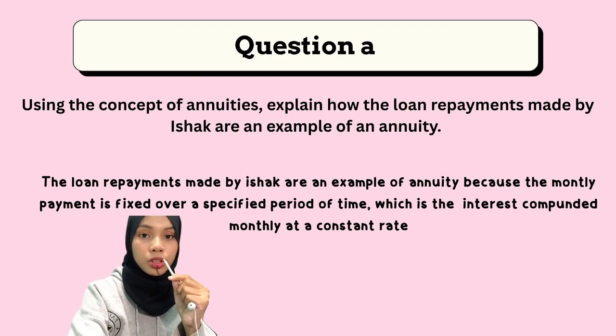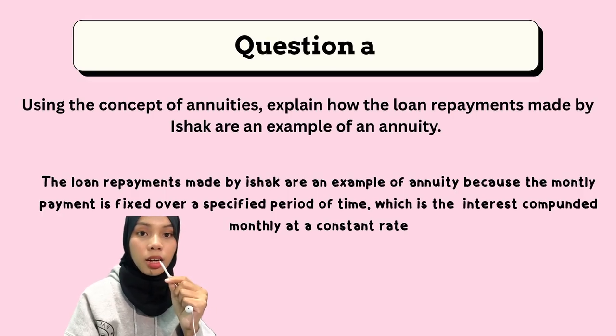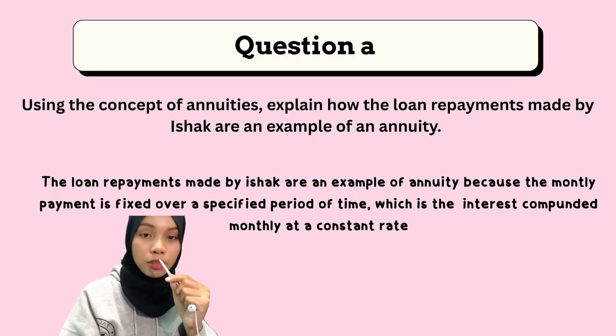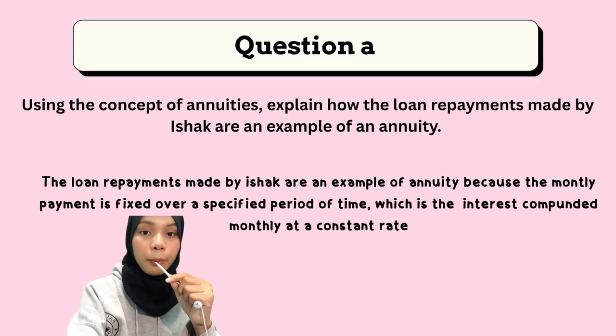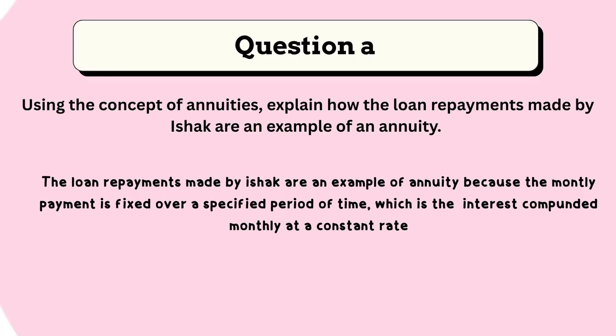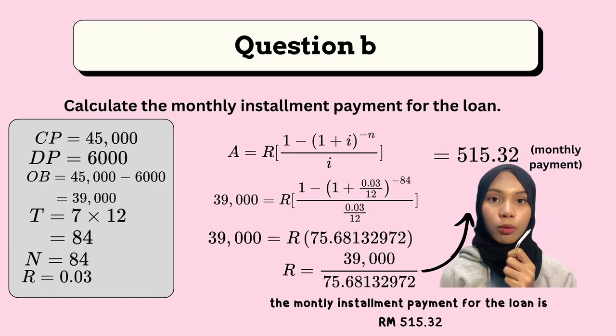So for this question, the answer is the loan repayments made by Isha are an example of annuity because the monthly payment is fixed over a specific period of time. Also, the interest is compounded monthly at a constant rate. Next, I will move on to part B, which is to calculate the monthly installment payment for the loan.